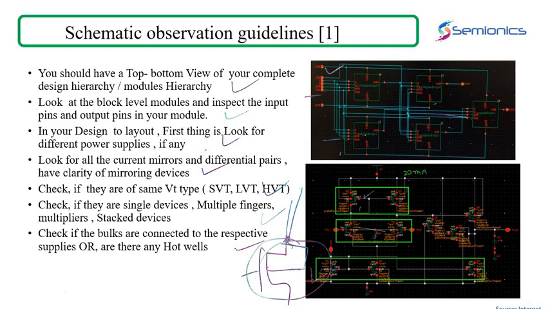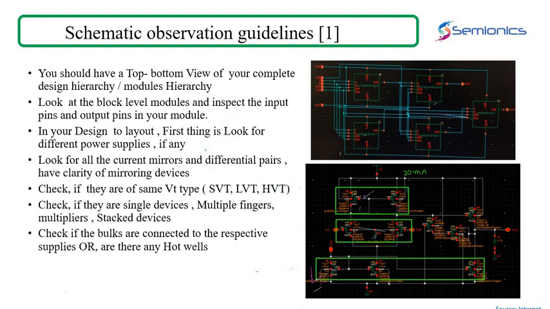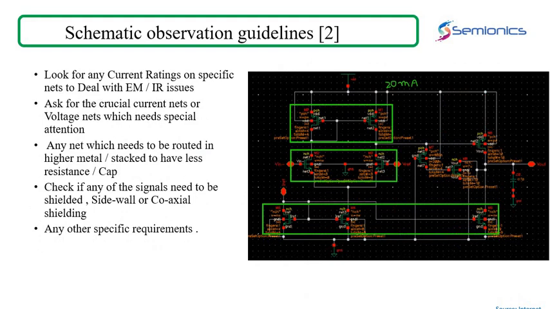Whenever you find a transistor wherein the bulk is connected to another net, this compulsorily requires a separate guard ring. Because the bulk is not connected to the supply here, the bulk is connected to some other net. So you need to keep an eye on these things as well. Okay, so that's about this. Let's move to the next slide and see what's the next thing you have to observe.